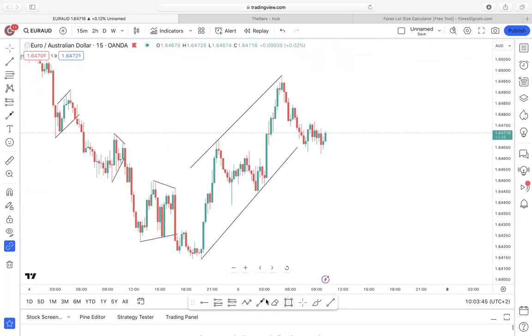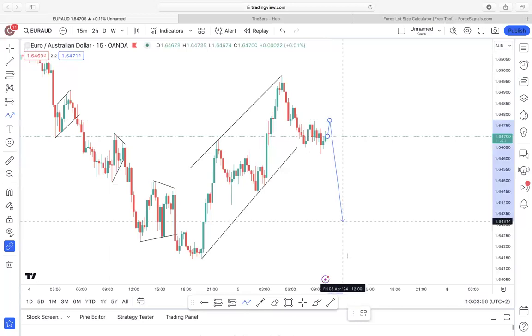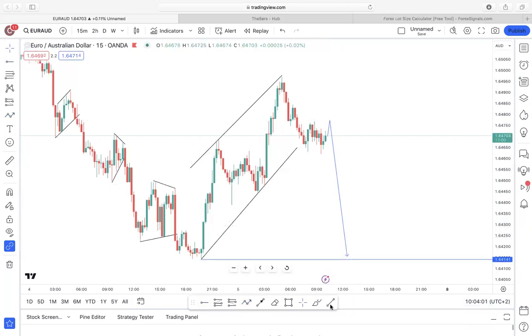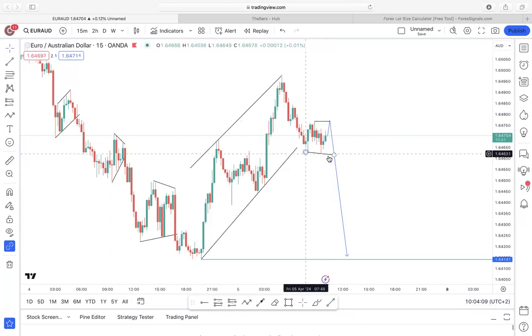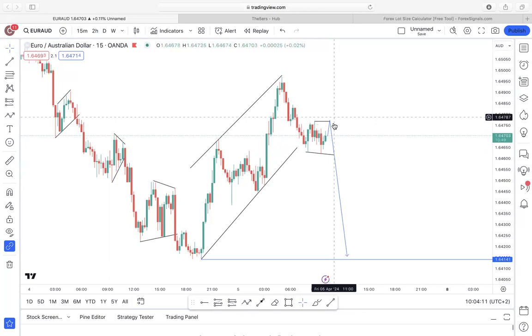So price over here, all that we are looking for is just a simple continuation structure. Price is in the process of forming it. All we need now is just one swing high, and then we'd be more than happy to execute this, because this would be a valid continuation structure. We have our impulsive movement, we have our two swing lows, and all that we're looking for is just one swing high.